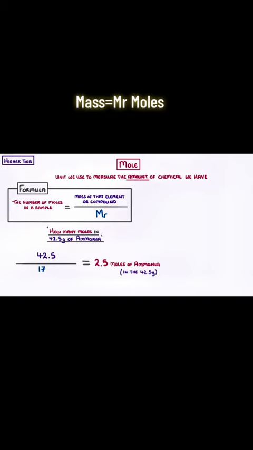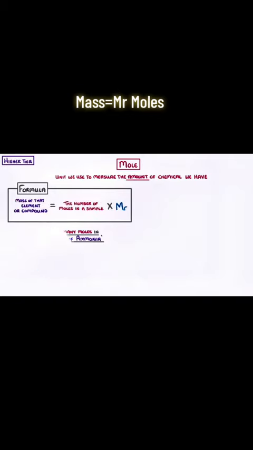We can also rearrange the formula to find the mass if we were given the number of moles. For example, what's the mass of 3 moles of carbon dioxide? Well, this time we'd multiply our 3 moles by the MR of CO2, which is 12 plus 2 times 16, so 44, which gives us 132 grams of CO2.